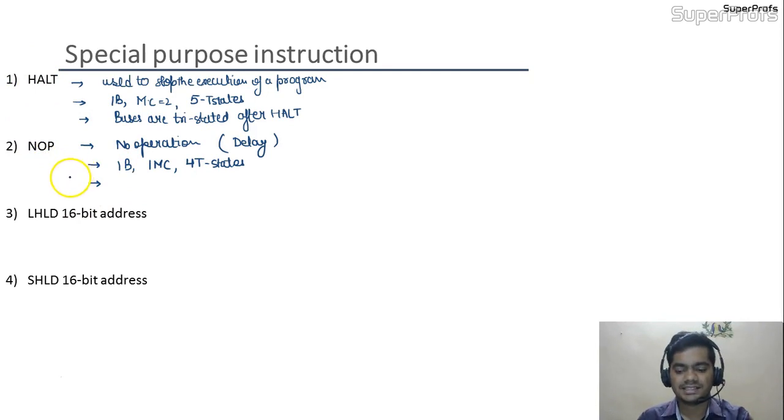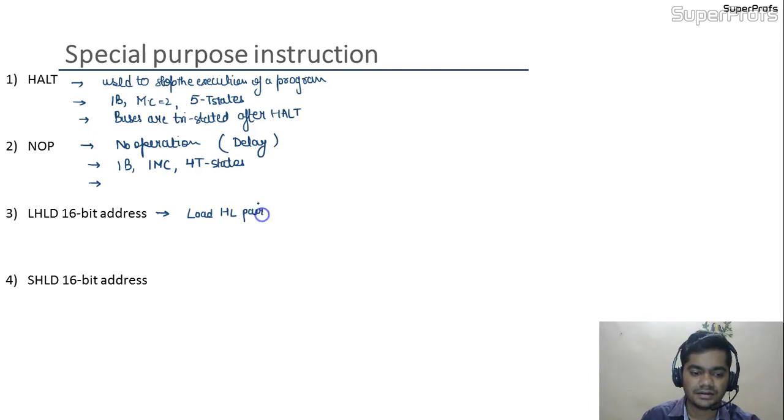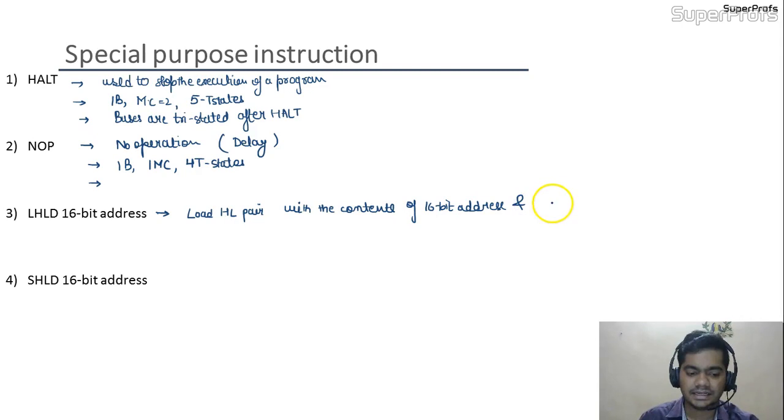Now we are going to discuss LHLD. So LHLD 16-bit address. What is going to be done with this instruction? It will load the HL pair with the contents of the 16-bit address, whatever content is present at the 16-bit address, and the next address. With the help of this instruction we are loading the HL pair with the contents present at the 16-bit address and the next address.